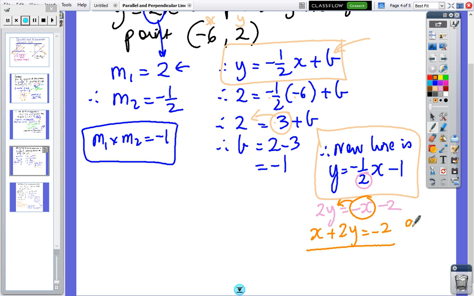Now you don't do that unless the question says answer in general form. So general form, no fractions, and x has to be positive. Okay? The y and the other number can be negative. But that answer there is okay if it doesn't specify. So again, copy that down, and when you're ready, come to the next slide.